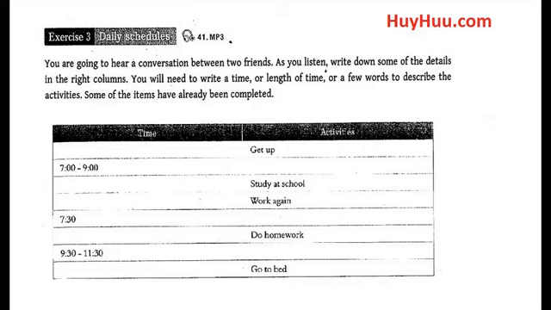Exercise 3. Daily schedules. You are going to hear a conversation between two friends. As you listen, write down some of the details in the right column. You will need to write a time or length of time, or a few words to describe the activities. Some of the items have already been completed.